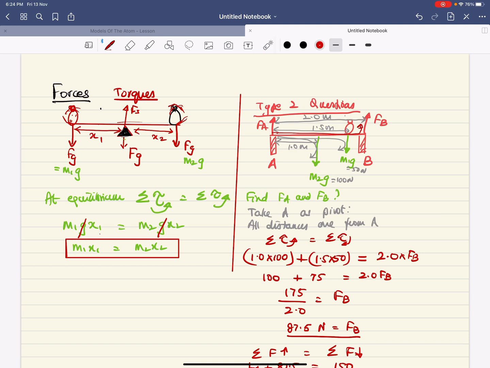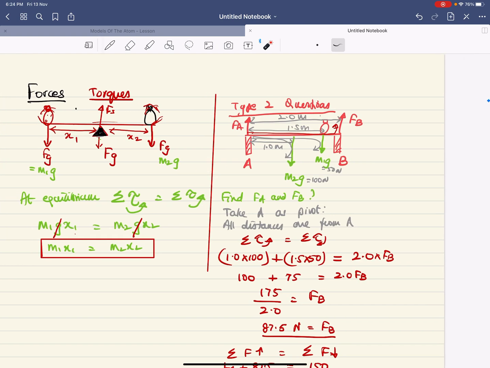m1g times x1 equals m2g times x2. And the g cancels. You have to show the g and then show that it's cancelled, otherwise you get penalized for that. Some years they did. I don't know how it is going to be, but anyway, this is good practice. So you end up with m1x1 equals m2x2, and usually there'll be one thing that's unknown.